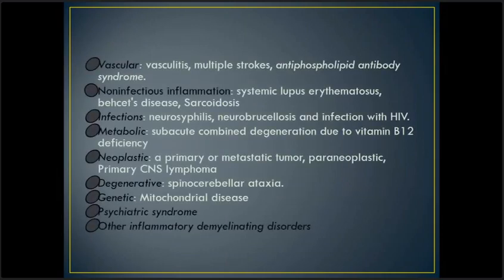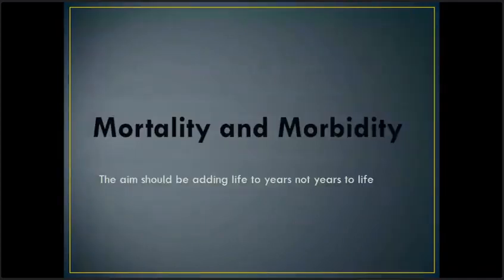The differential diagnosis could be vascular, non-infectious inflammation, infection, metabolic, neoplastic, degenerative, genetic, psychiatric, and other inflammatory demyelinating disorders. So we have a diversity of diseases that can mimic multiple sclerosis, or actually multiple sclerosis can mimic these diseases.